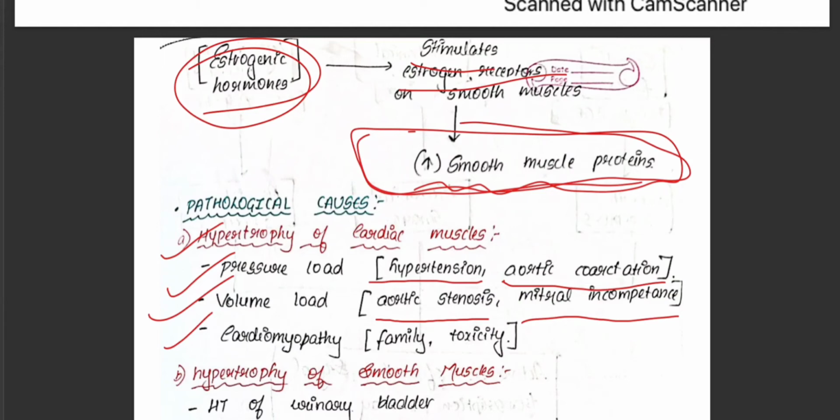Cardiomyopathy. What do we mean by the word cardiomyopathy? Cardio is cardiac and myo is muscle, pathy is disease. So there is an increase in the size of the cardiac muscles, and due to this we can see hypertrophy. It might be due to toxic causes, or it might be a hereditary or familial cause.